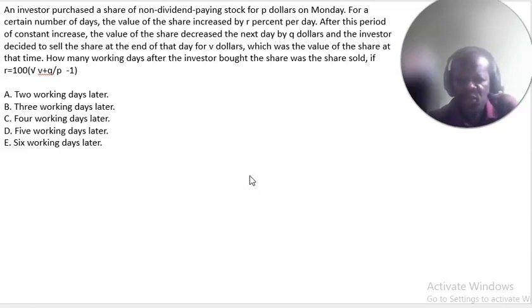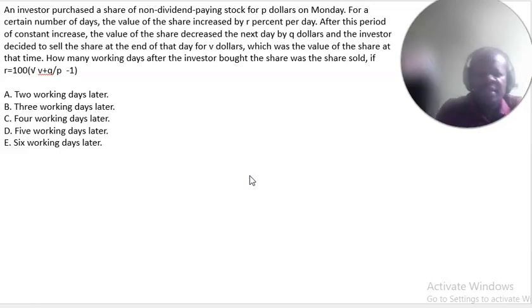Okay, let's continue. After this period of constant increase, the value of the share decreased the next day by Q dollars, and the investor decided to sell the share at the end of that day for V dollars, which was the value of the share at that time. How many working days after the investor bought the share was the share sold? If R equals 100 square root of V plus Q over P minus 1.